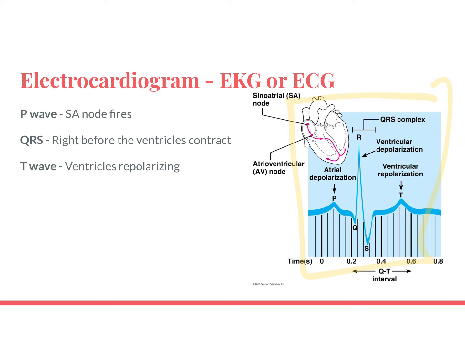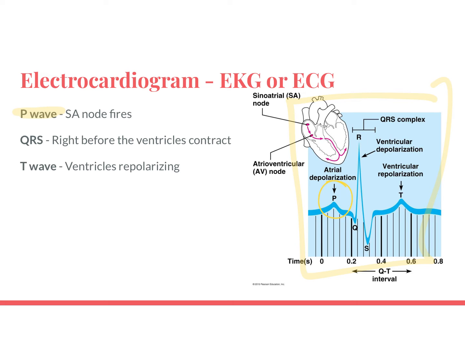And what you're looking at there is kind of just three parts. So the P wave is what you're going to see when, it's right here, when the SA node fires. So that moment of depolarization at the SA node is going to cause just a little bit of a wave in the EKG.